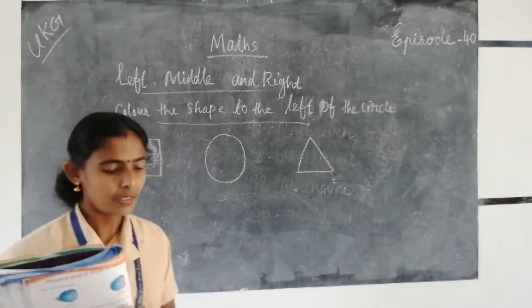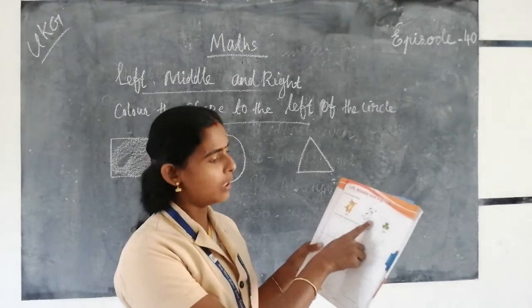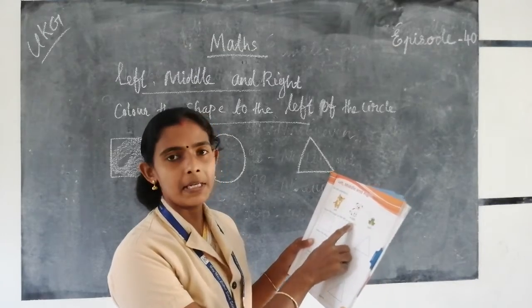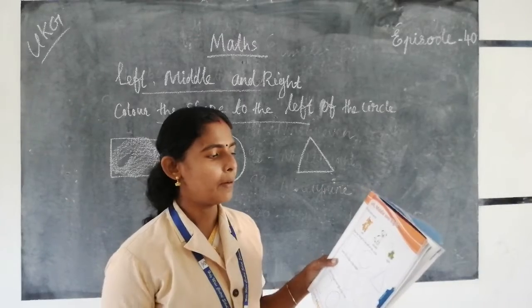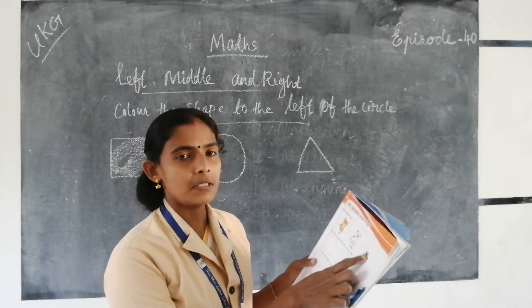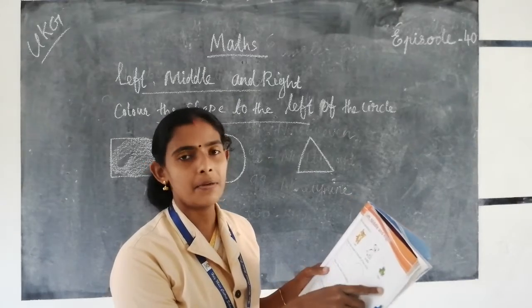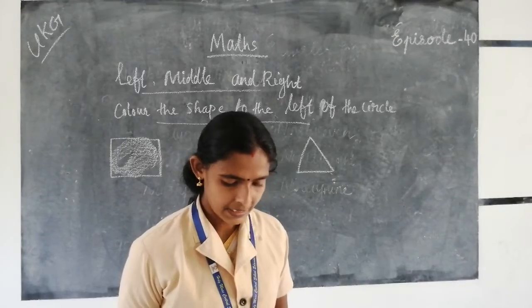First, the cat sits on the left side of the dog. Next, the middle: the dog sits in the middle of the cat and the frog. The frog sits on the right side of the dog. Can you understand? Left, middle and right.